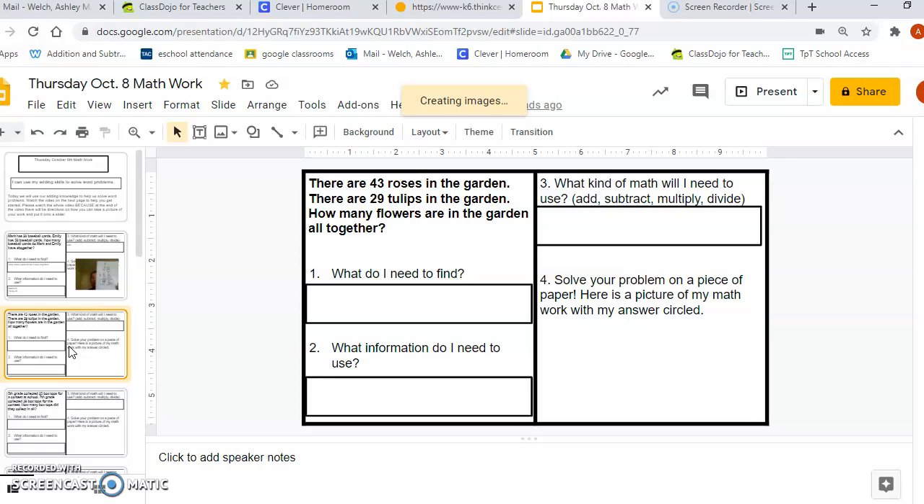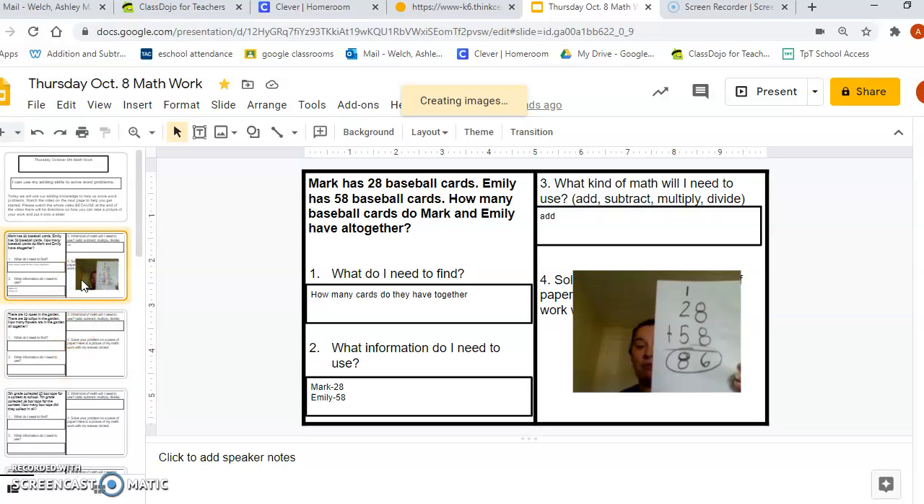Okay. So that is the directions on how to use the camera to take a picture of your work and how you are going to solve your word problems today. So have fun and you can get started working.